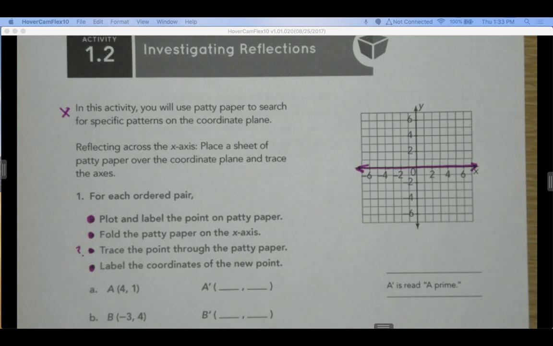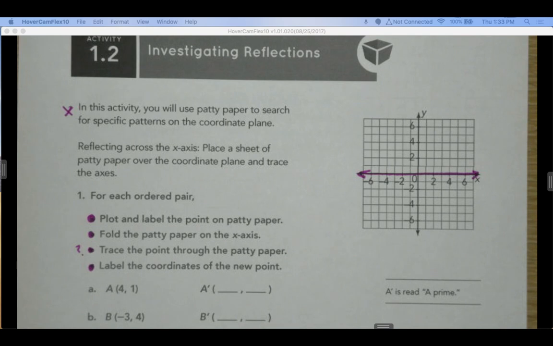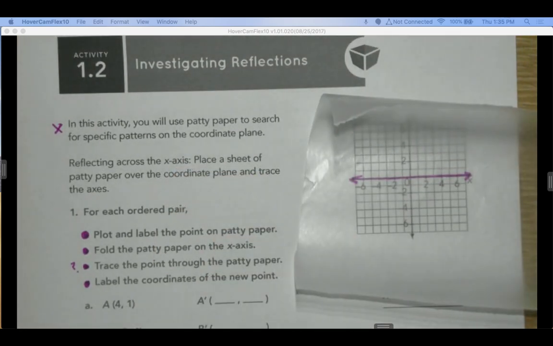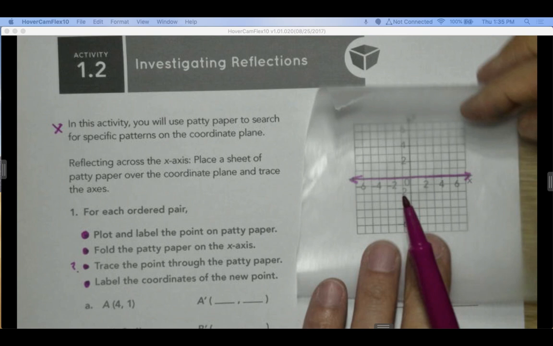Okay. I was just thinking about this, and I want to see if I have something that would work like this patty paper they're talking about. One moment, please. This might just work. All right.